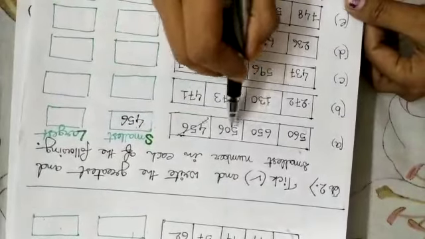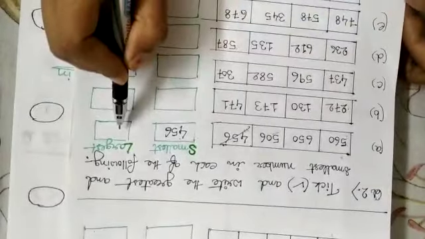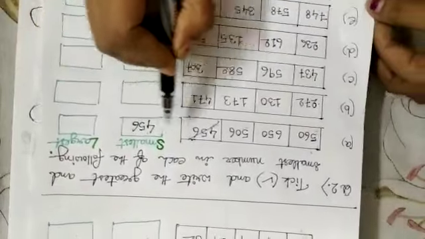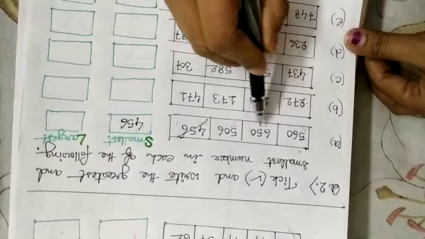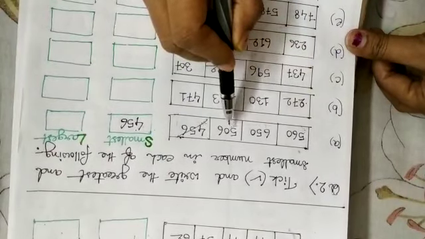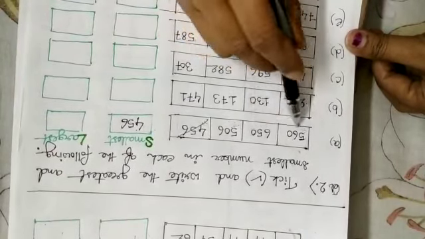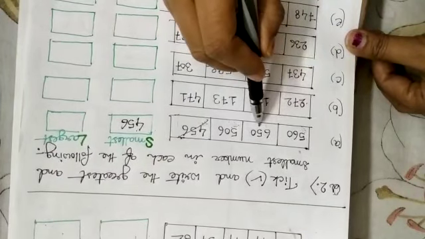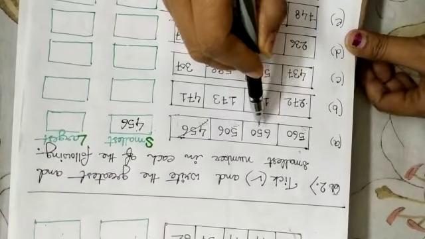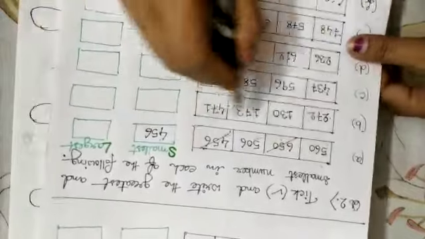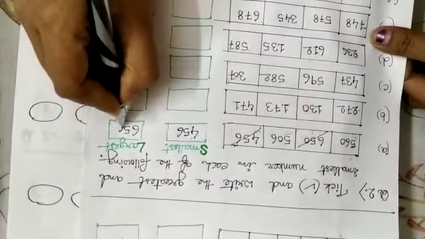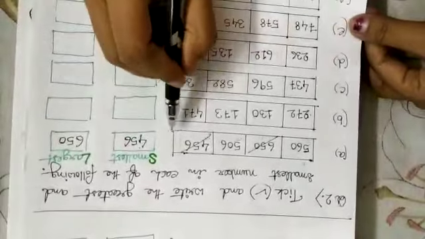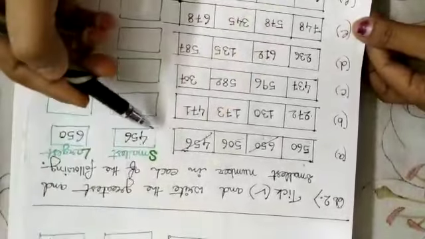Again we have to find out the largest. Which one is the largest? 5, 6, 5. 5 and 5 are common. 6 is the bigger one. So we'll cut this number, 650, and there we'll write 650. And the same way you will do this one and that.